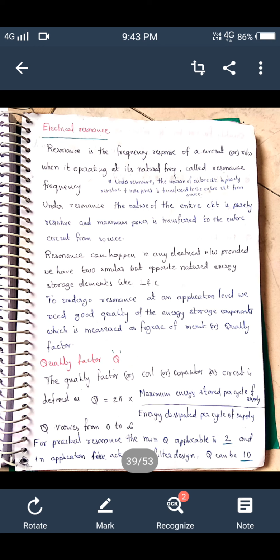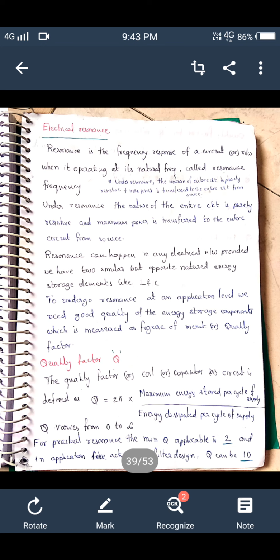Quality factor is equal to 2 pi into maximum energy stored per cycle of supply divided by energy dissipated per cycle of supply. Maximum energy stored means energy stored because of storage elements, that maximum energy we have to consider, and energy dissipation is because of resistors. If energy dissipation is less or energy stored is more, we can say the quality of the device or circuit is good.